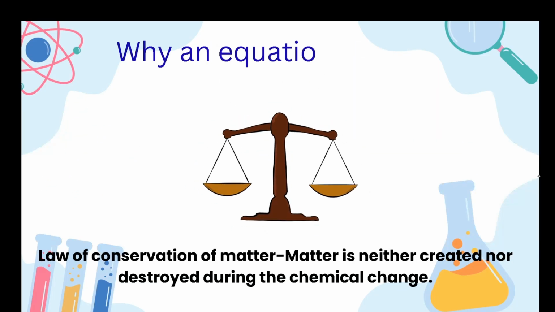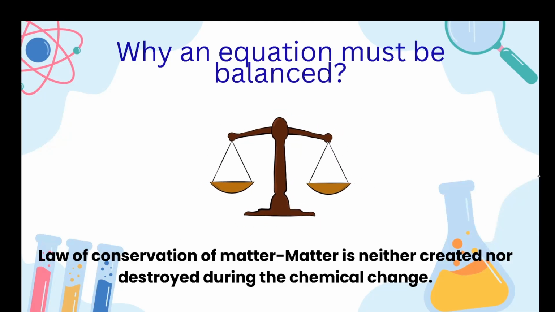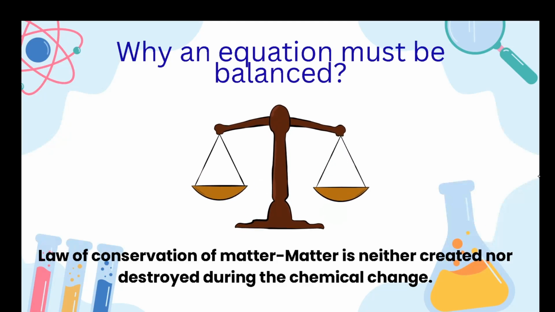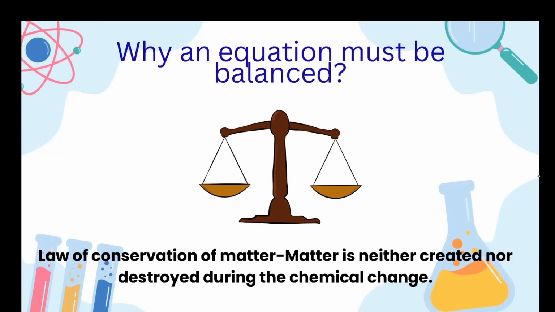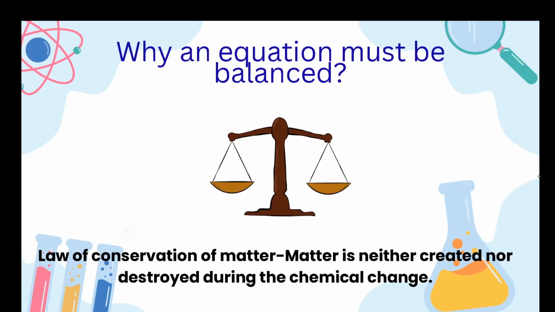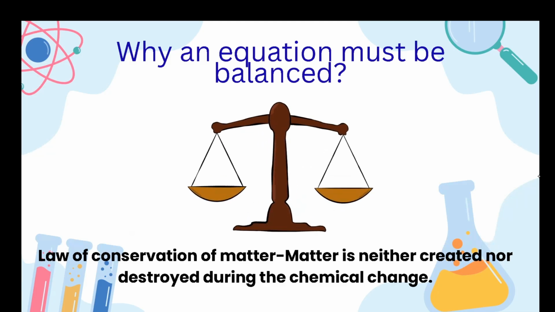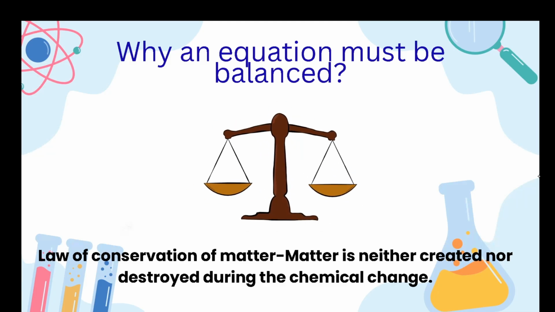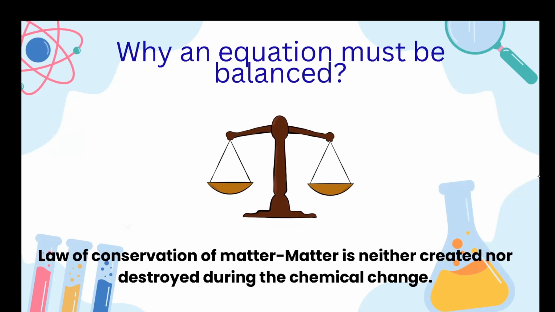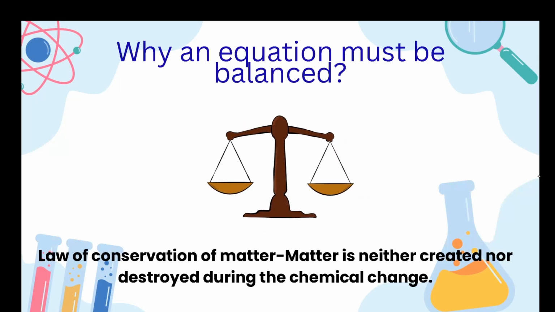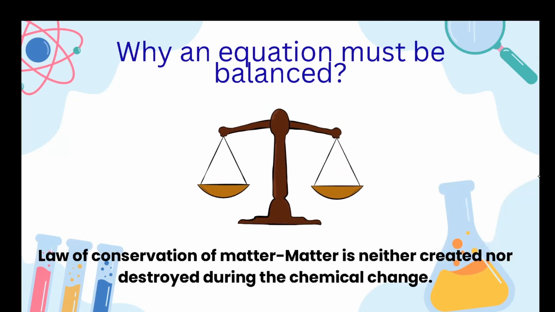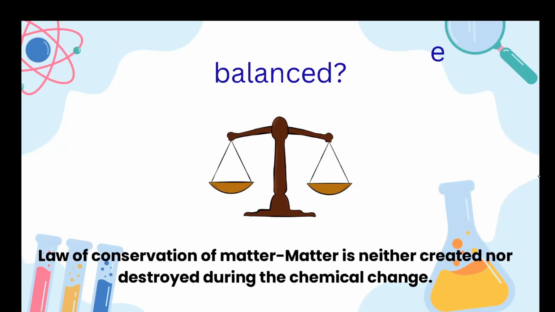Okay, next the question is why we need to have an equation always balanced. What is the need for the given chemical equation to be balanced? It is in accordance with the law of conservation of matter, that matter is neither created nor destroyed during a chemical change. Hence, in accordance with this law, the given chemical equation must be balanced. That is, the law of conservation of matter is the reason why a given chemical equation needs to be balanced.